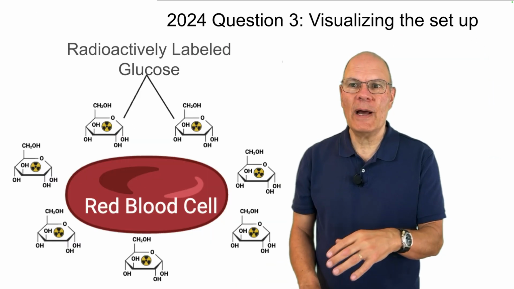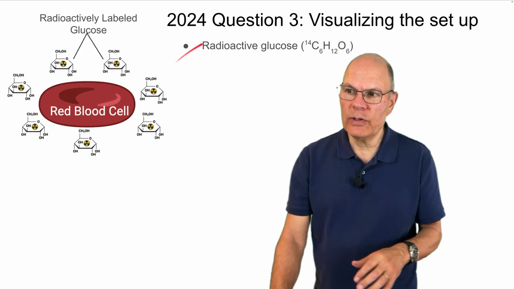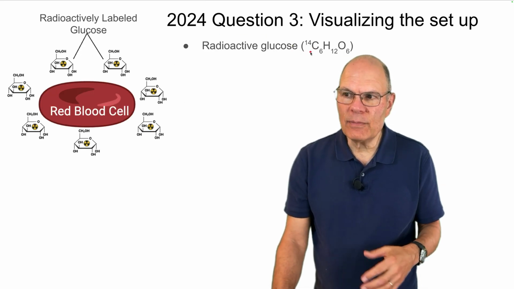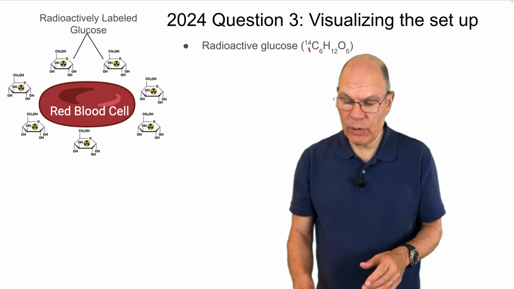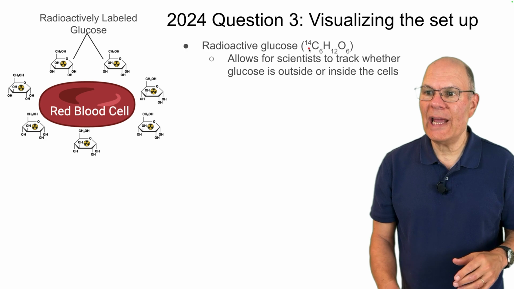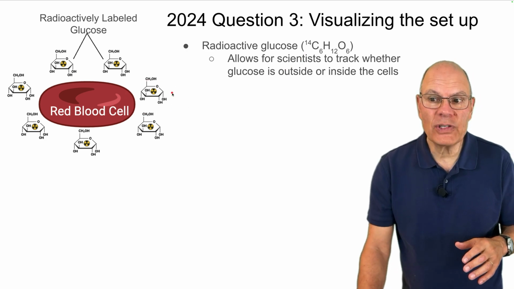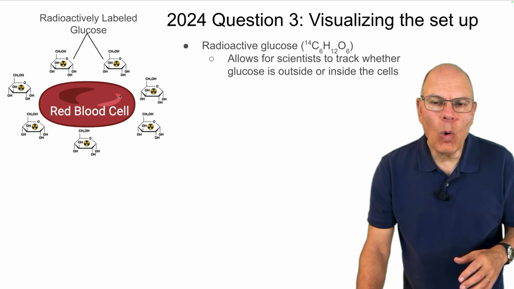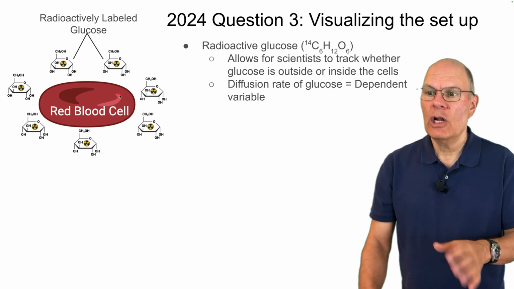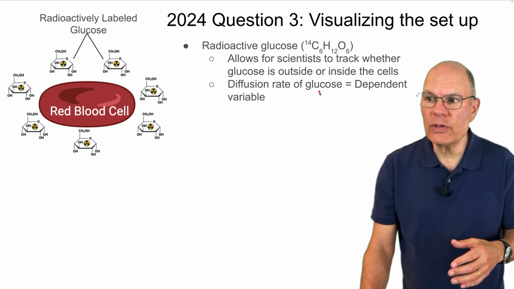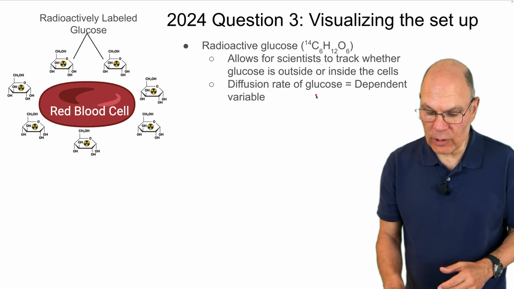The first thing that you read about was radioactively labeled glucose, and that is glucose in which the carbon atoms have a radioactive isotope of carbon, carbon-14, that puts out a certain kind of energy, and that allows scientists to track whether the glucose is outside the cells, as we see here, or whether it's moved into the cells. So it allows for tracking the diffusion rate of glucose, and as we'll see, that's the dependent variable. That's the measured outcome of the experiment.